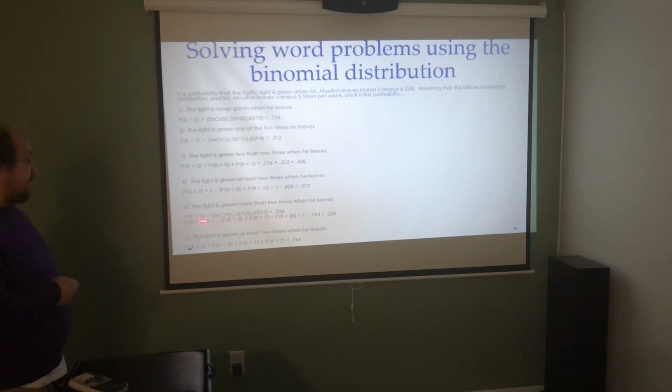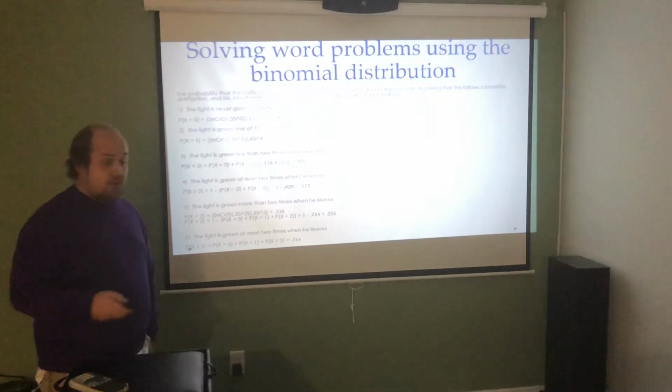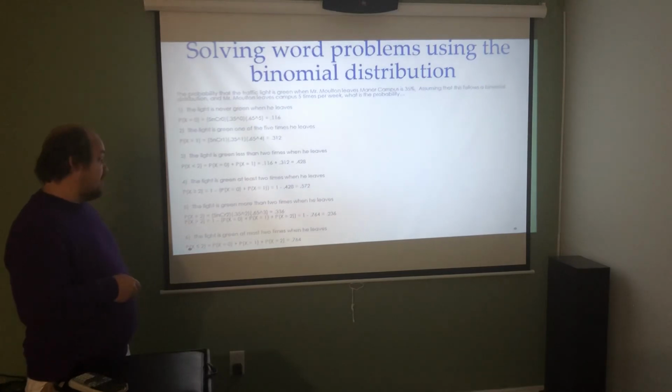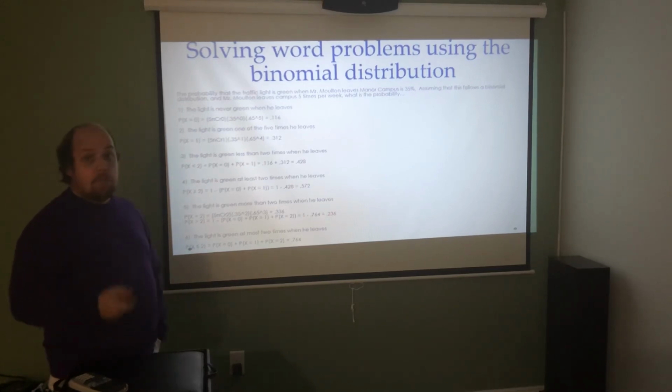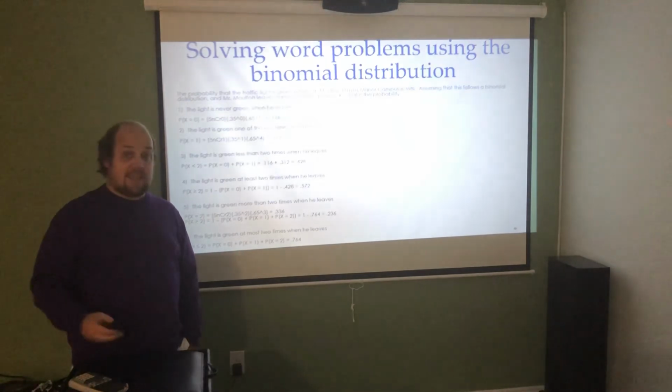For number 5, I first have to run the formula for 2 successes. When I do that, 5 nCr 2, 0.35 to the power of 2, 0.65 to the power of 3, gives me 0.336. If I then add that together with 0 and 1, that gives me 0.764 as the probability that the light is green at most 2 times, meaning 0, 1, or 2. If I then want to find more than 2 times, I subtract 1 minus this 0.764 to find it's 0.236, that it's green more than 2 times when I leave in a given week, that I leave 5 times.